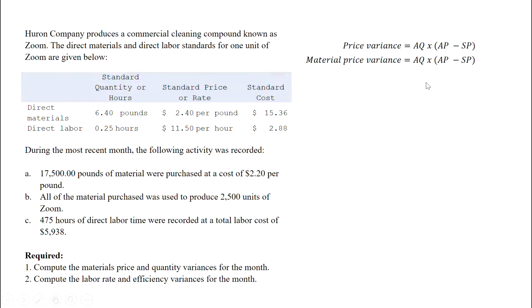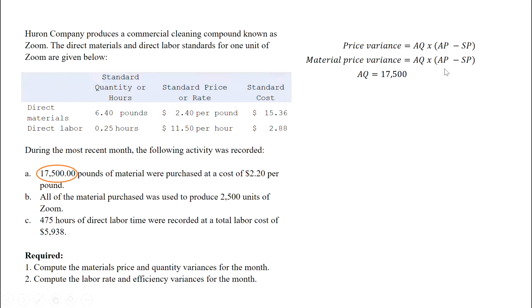And again, the formula is just stated: actual quantity times actual price minus standard price. Now, there's a lot of numbers swimming around over here on the left, and that's where I find a lot of times that students get lost, because there's just a lot of information. So I recommend jotting down the 3 different variables that we have here. Let's start with actual quantity. What's the actual quantity of material that we purchased? It's going to be 17,500 pounds. They gave us that information.